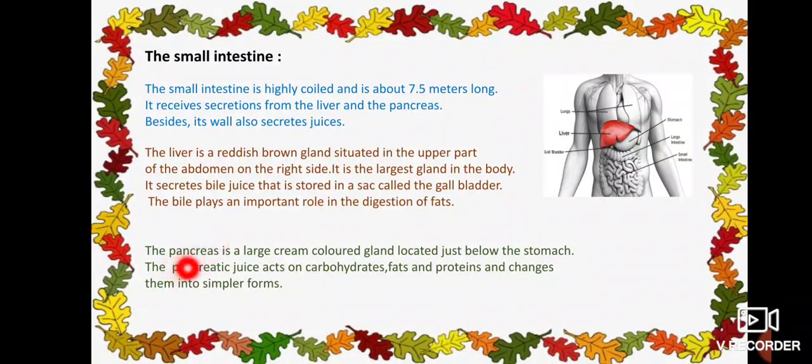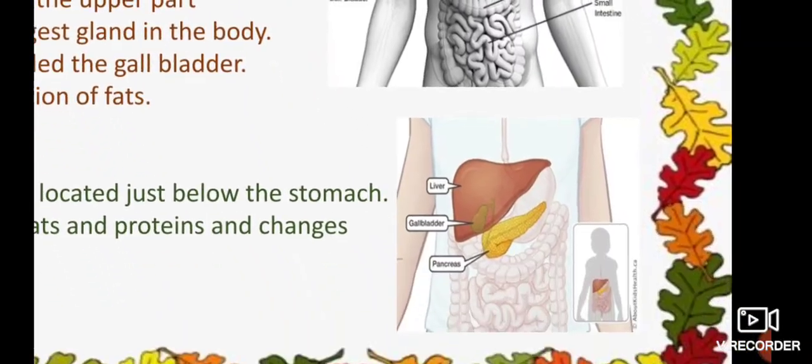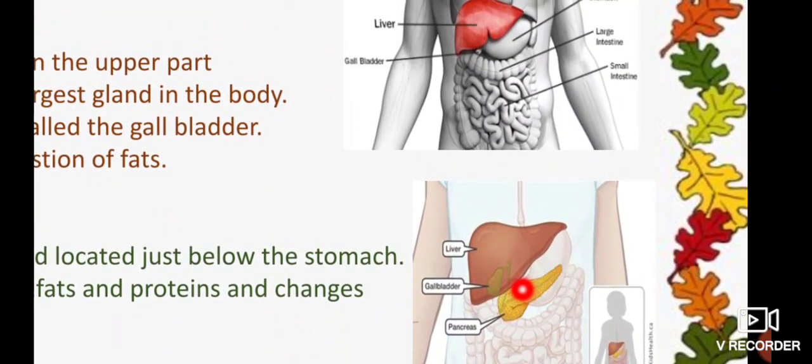See here, the pancreas is a large cream colored gland located just below the stomach. The pancreatic juice acts on carbohydrates, fats and proteins and changes them into simpler forms. See here, this yellow or cream colored structure is the pancreas. It is situated below the stomach. This liver is situated above the stomach, and this pancreas is situated below the stomach.